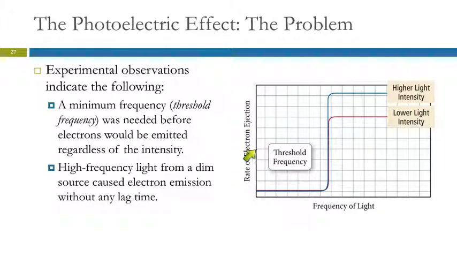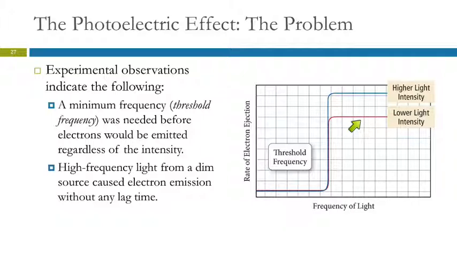The rate of electron ejection is a function of the frequency of light. So you shine light with a low frequency, nothing happens. There's no electrons ejected. It doesn't matter how long you wait. Nothing happens. You won't get any electrons ejected until you get to this threshold frequency. There's a minimum frequency required to eject electrons.